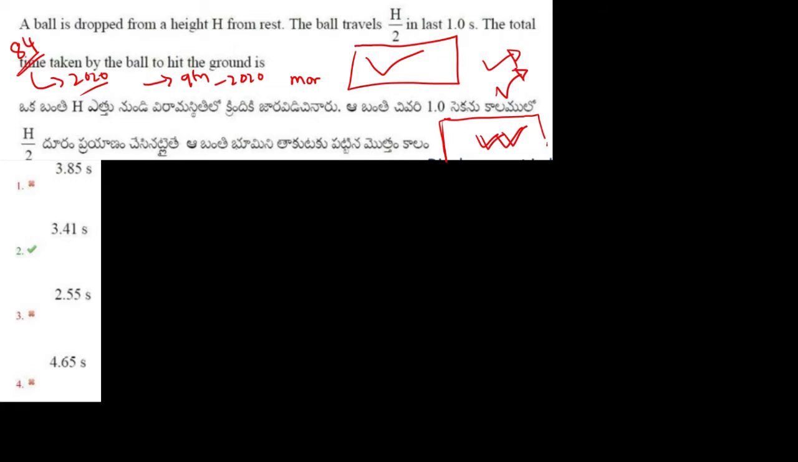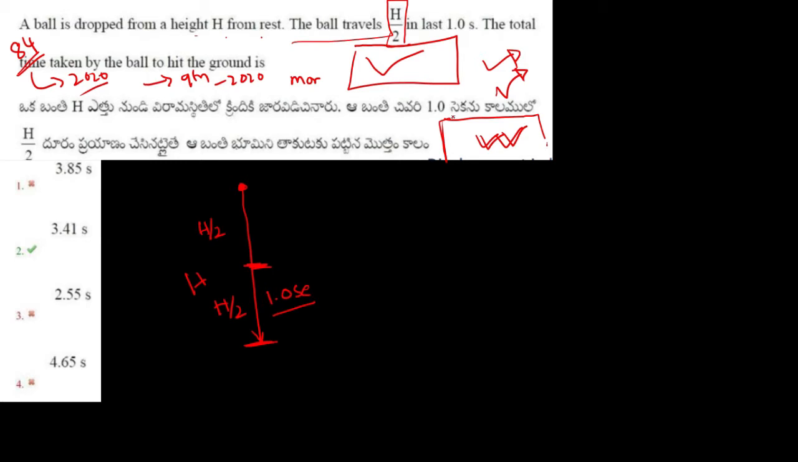Looking at this question, a ball is dropped from a height h from rest. It means that there is a ball and it is dropped from a certain height h, and the ball travels h by 2 in the last 1 second. It means that if we consider this is h by 2 and this is another h by 2, the last half distance of the ball is traveled in 1 second.